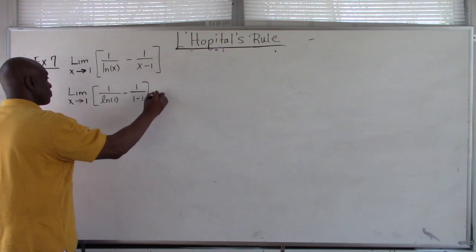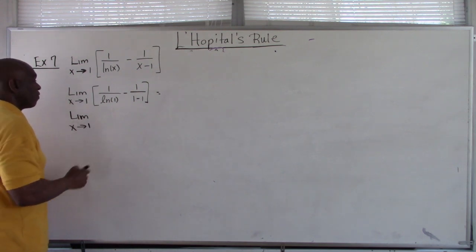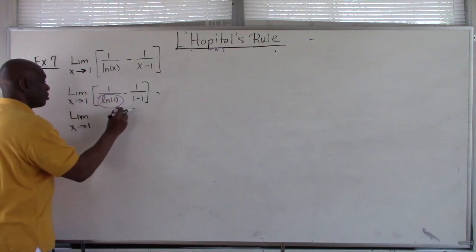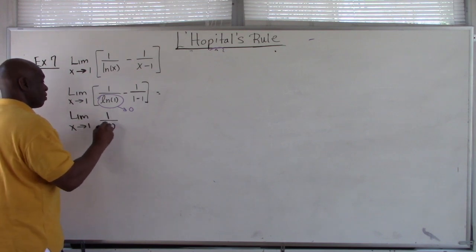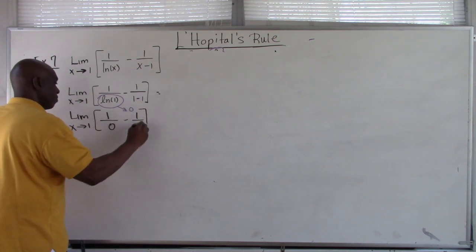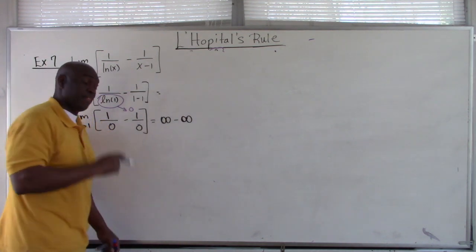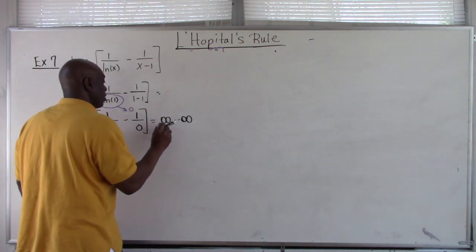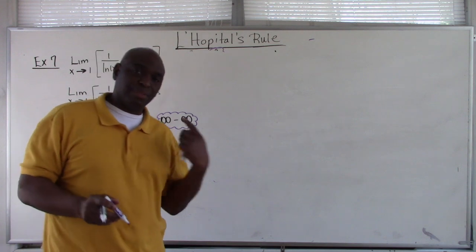so what is this going to give us? The natural log of 1, this right here, goes to 0. So that's going to give me 1 over 0 minus 1 over 0, which equals infinity minus infinity. And that is not L'Hopital friendly. That is not L'Hopital ready. You can't use L'Hopital's rule on this indeterminate form.